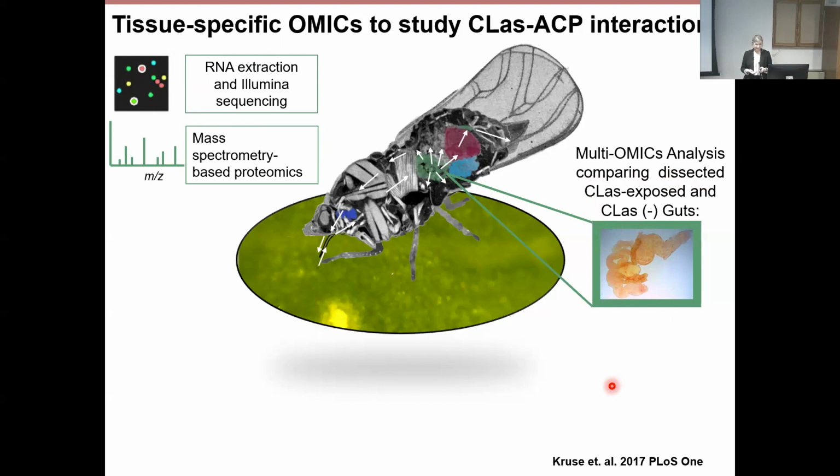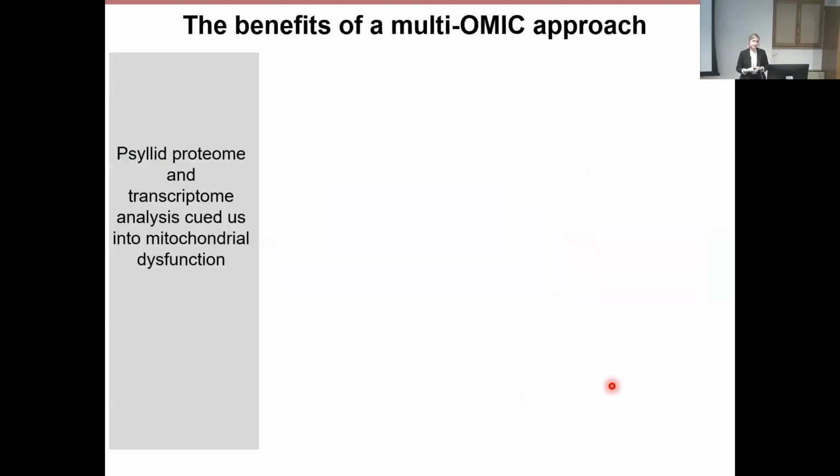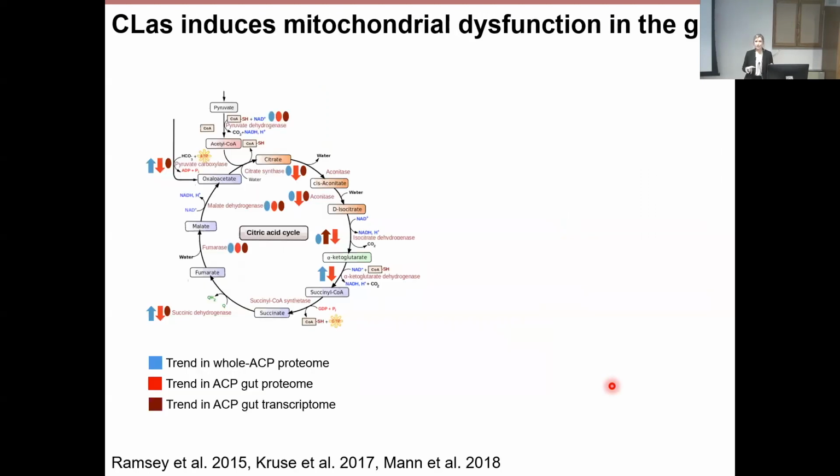And while we made a lot of really interesting findings in this paper, I'm going to highlight a few key things. So the first thing we found was that the psyllid proteome analysis really cued us into some mitochondrial dysfunction in the gut cells of the insect. What I mean by this is, we looked back at the TCA cycle that I showed you before, and I'll remind you that at the whole body level, the insect has an upregulation of some key enzymes in this crucial enzyme cycle. And then at the gut level, when we map our data onto this cycle, we actually see the opposite effect at the gut.